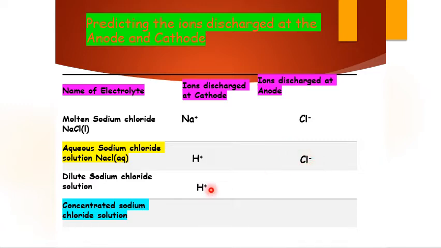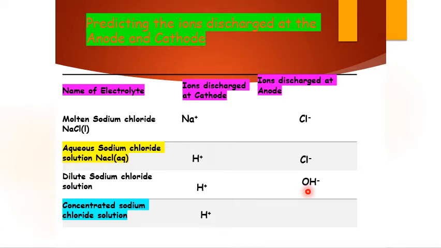Now here we have a dilute solution, and here again you're going to have H+ being discharged unless you have copper at your cathode. If you have water being added, it's going to be H+ discharge unless you have copper or silver. Now at the anode, what's going to be discharged for a dilute solution? Remember, dilute means you have more of the water. So what ion is going to be discharged? OH-. Good job.